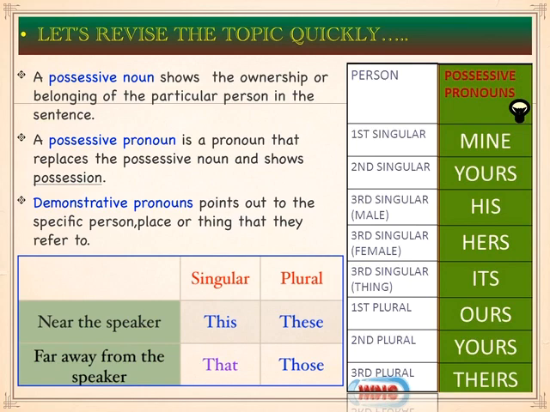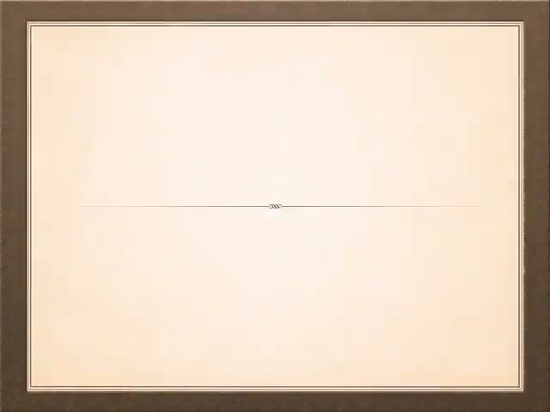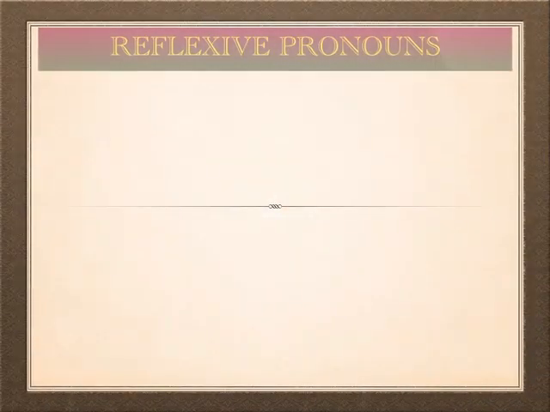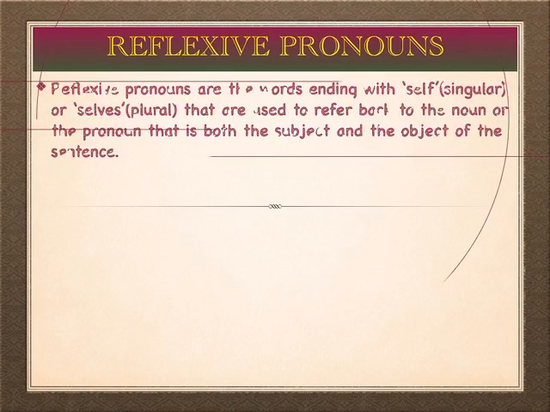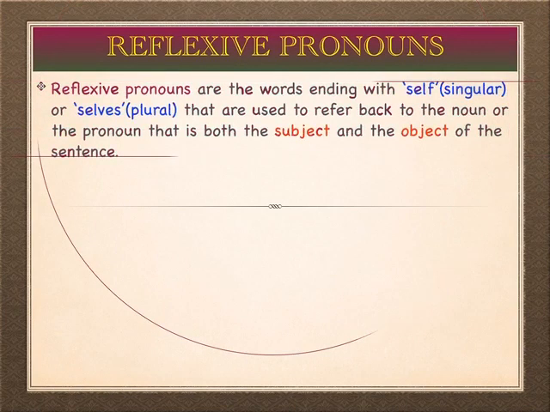Now let's move on towards today's topic, that is reflexive pronoun. Let's see what a reflexive pronoun is. Reflexive pronouns are the words ending with self for singular number or selves for plural number that are used to refer back to the noun or the pronoun that is both the subject and the object of the sentence.